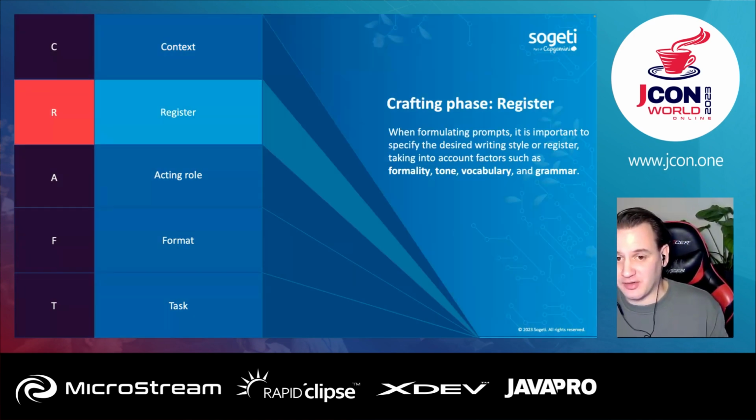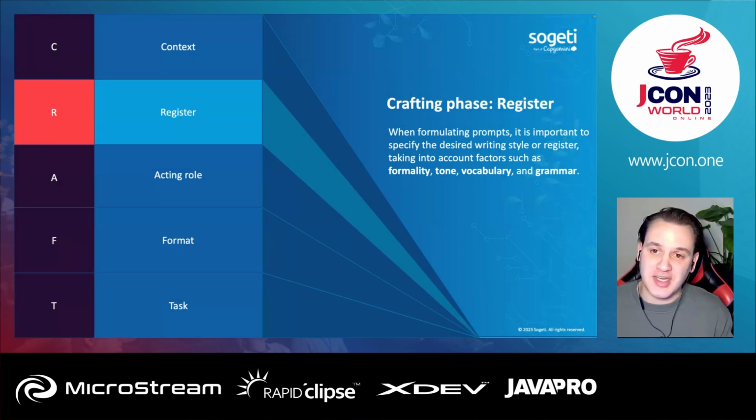Then we have the register. And here you're actually going to describe what the tone or grammar should be, or even in which language you want the output to be. And this is very important because if you don't do this and you're just asking ChatGPT to write a LinkedIn post, then it will probably be a very exciting message. Like, I'm super excited to share that I just gave a presentation about Supercharge your productivity at JCon World.